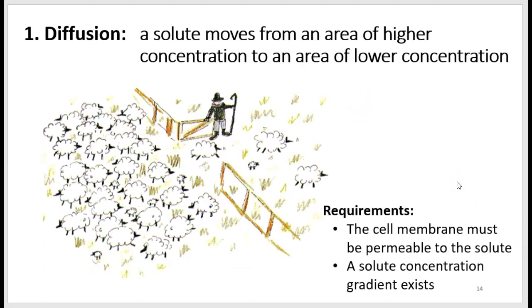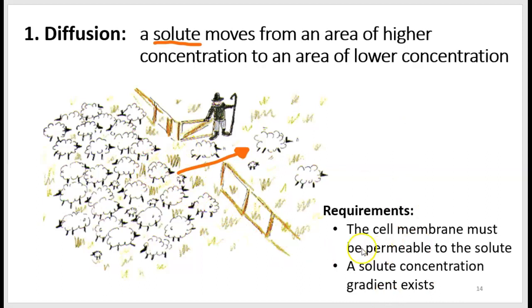Diffusion is defined as the movement of a solute, so a molecule or an ion, that moves across a membrane from an area of high concentration to an area of low concentration, like these sheep going from where they're crowded to where they're not. Now, there's no guarantee that sheep are actually smart enough to do that, but so to speak, they go through the membrane, which is the fence, over to where it's less concentrated.